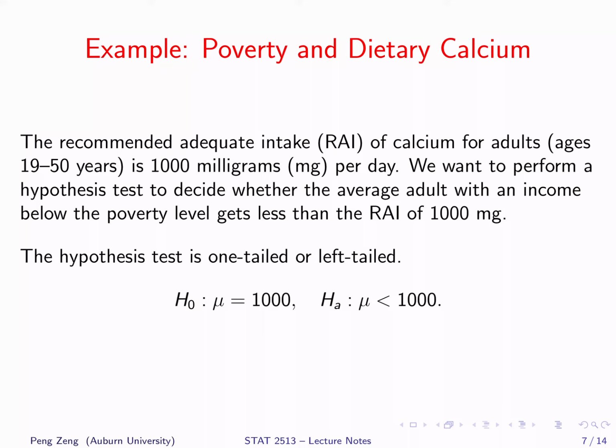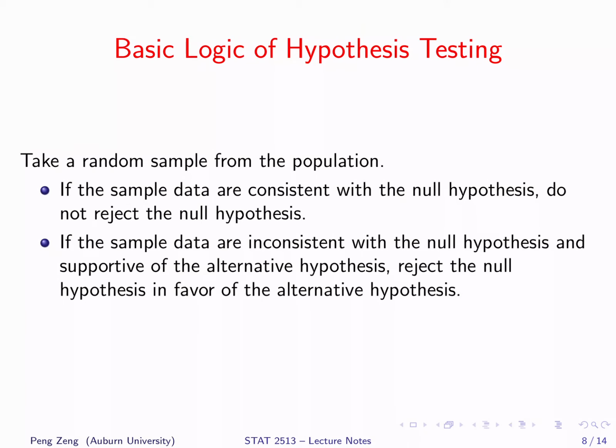It is important to choose the correct alternative hypothesis because it will affect the conclusion of a hypothesis testing problem. The basic logic of a hypothesis test is as follows. We take a random sample from the population. If the sample data are consistent with the null hypothesis, we do not reject the null hypothesis. If the sample data are inconsistent with the null hypothesis and supportive of the alternative hypothesis, reject the null hypothesis in favor of the alternative hypothesis.